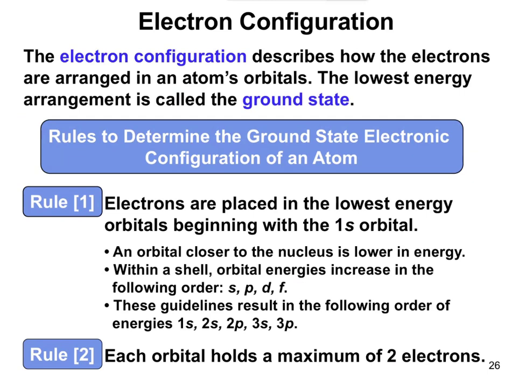All right, so the electron configuration of a given atom says how the electrons are going to be arranged. So we're going to look at writing out what's called the ground state electron configuration, which is the lowest energy arrangement. And there's a whole lot of words on this slide, and I just want to point you to this rule 1, where it says electrons are placed in the lowest energy orbital, starting with a 1s orbital. And then going to rule 2, which says that each orbital holds a maximum of 2 electrons. Those are the 2 take-home points to this.